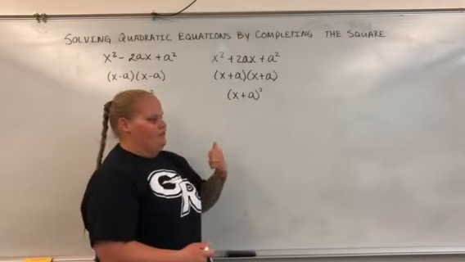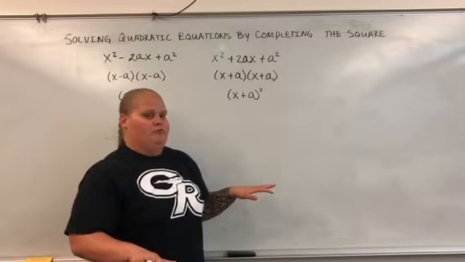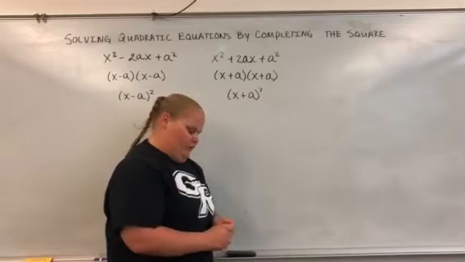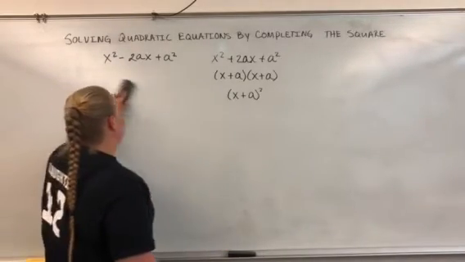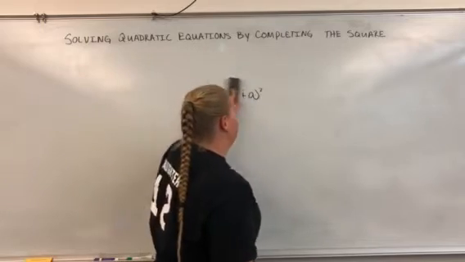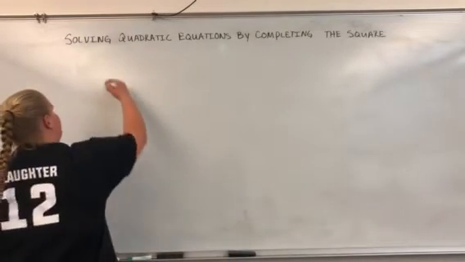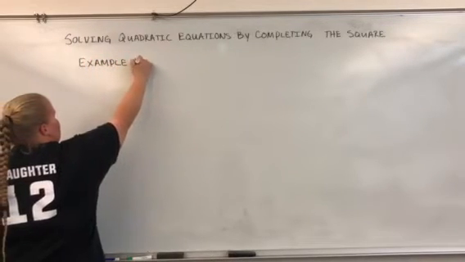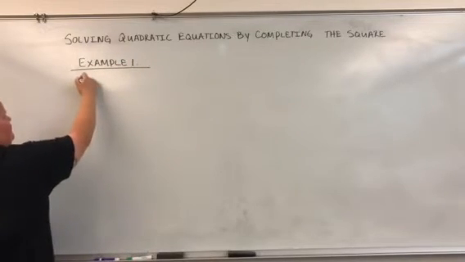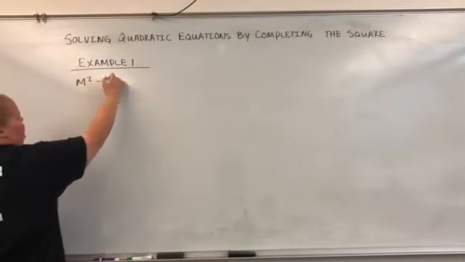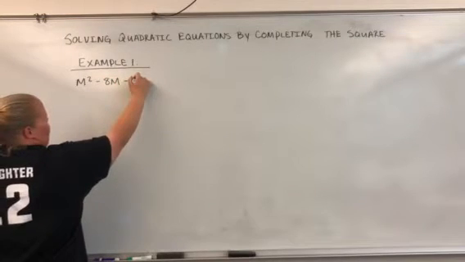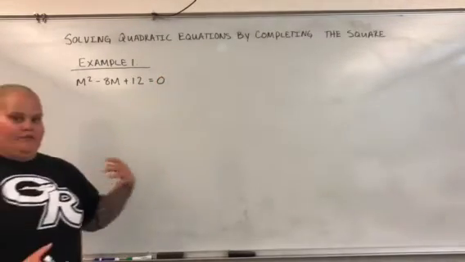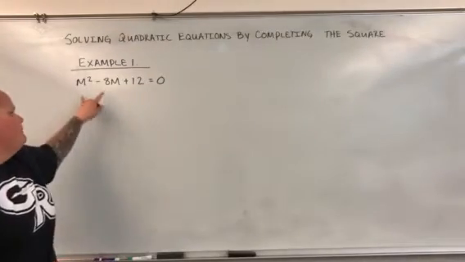Okay? So what we're going to do with this is we're going to take trinomials that are not perfect squares and we're going to make them perfect squares. Okay? Bear with me here. So we're going to look at example 1. Example 1, like I said, is not going to be a perfect square trinomial, but we're going to help it get there. So example 1. Okay, we have m squared minus 8m minus 12, or sorry, plus 12 equals 0. Okay, so we're trying to solve this quadratic equation for m.